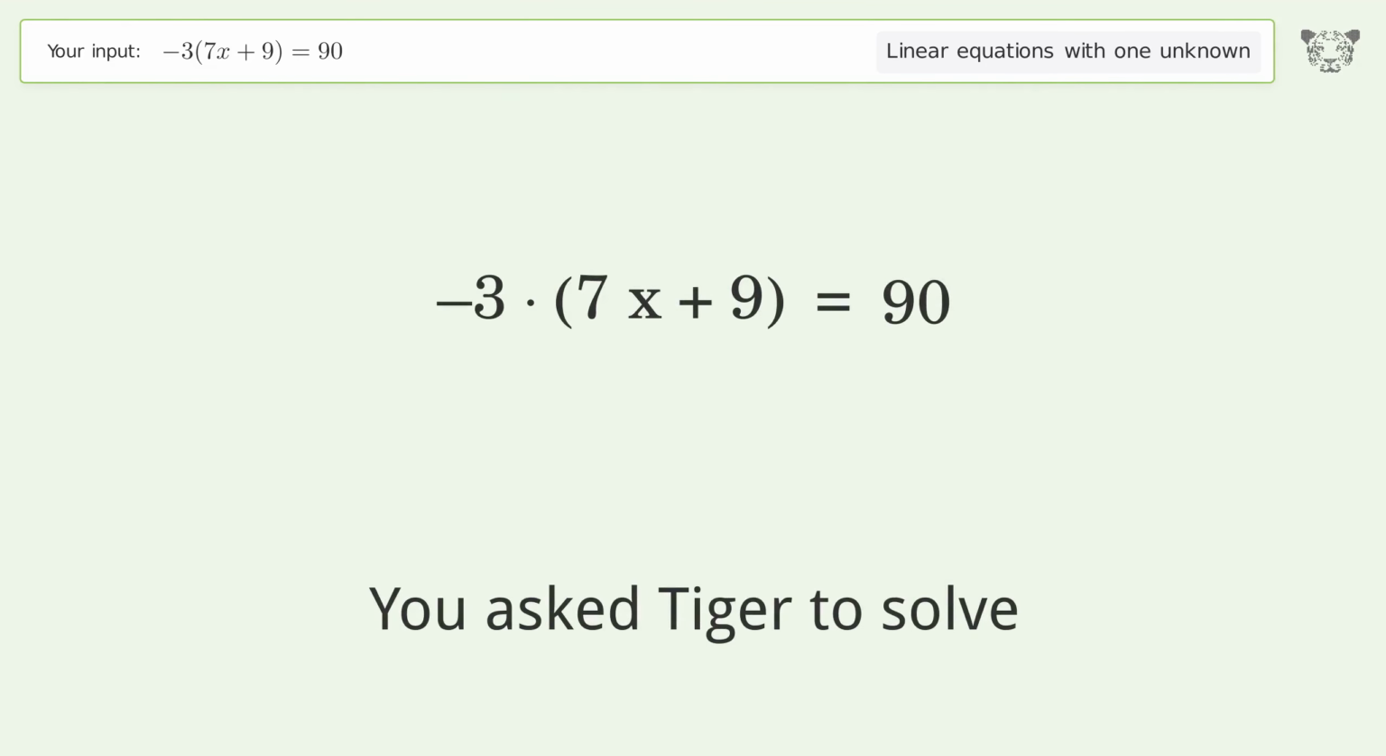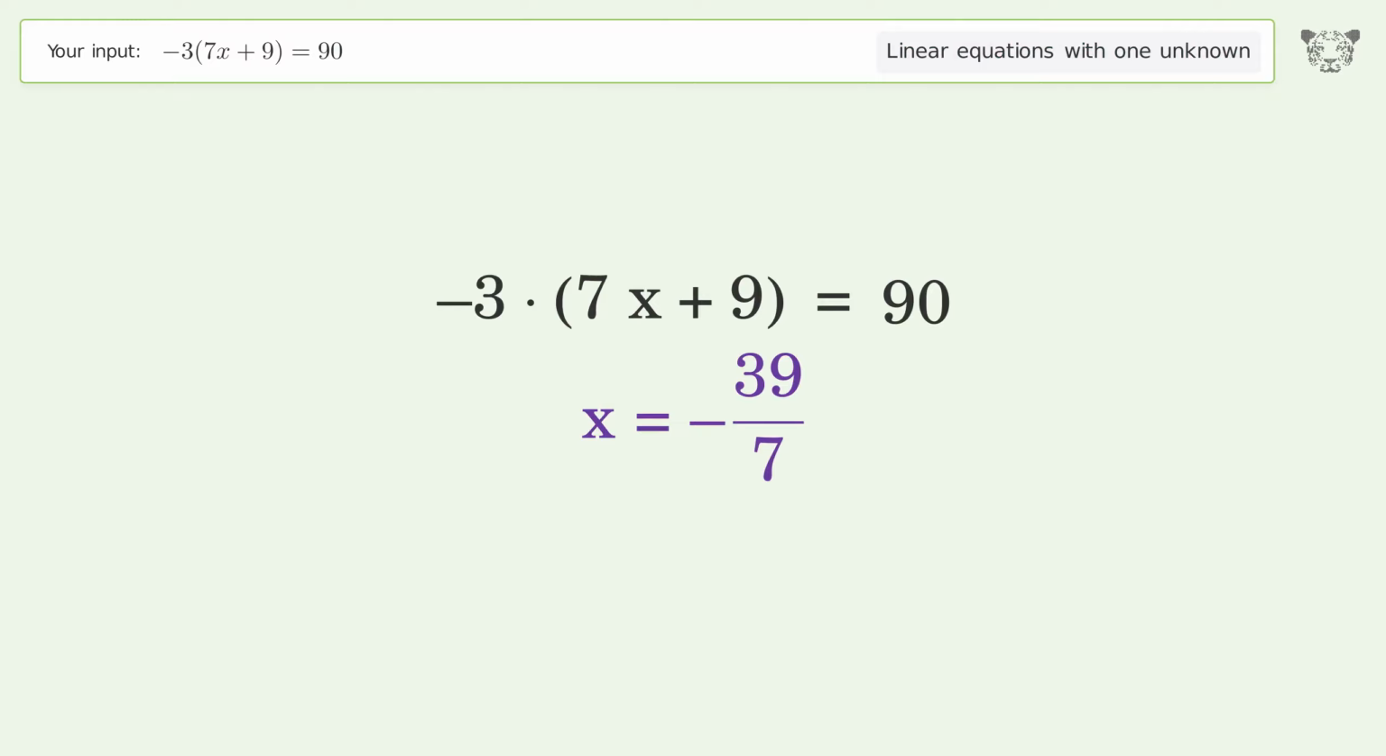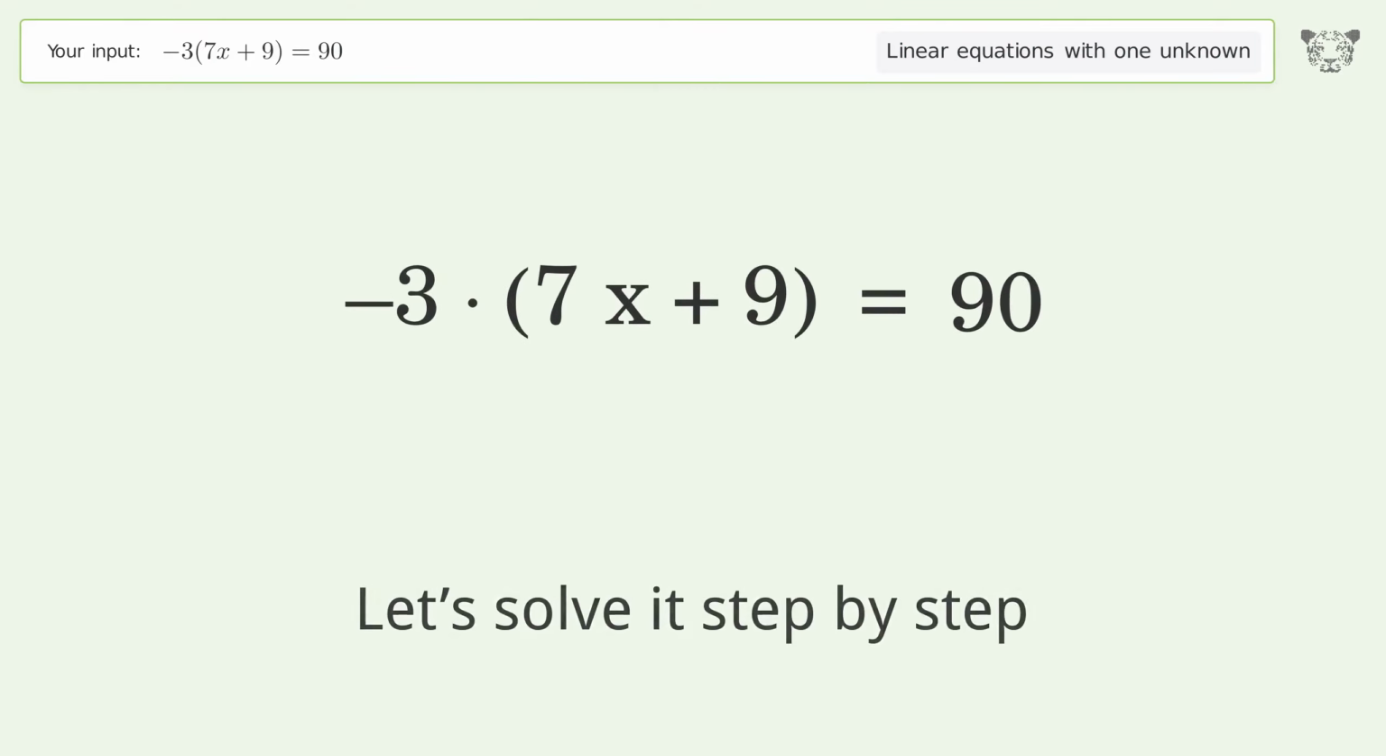You ask Tiger to solve. This deals with linear equations with one unknown. The final result is x equals -39/7. Let's solve it step by step.